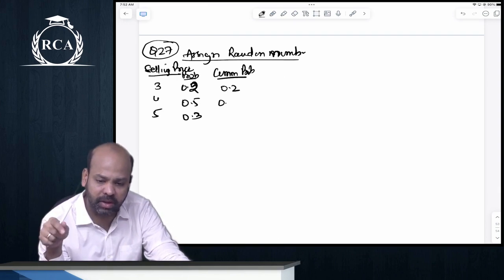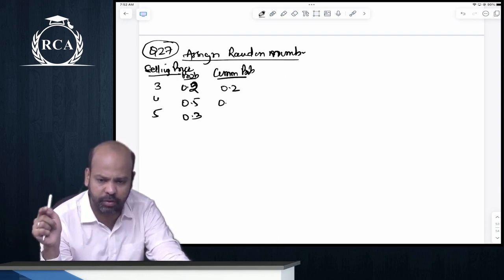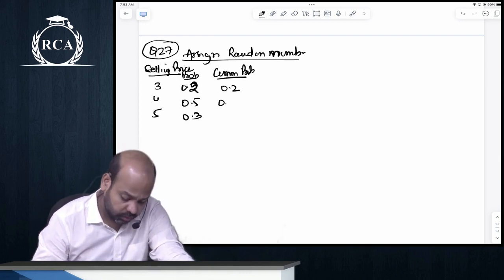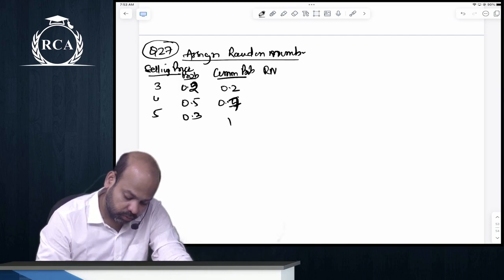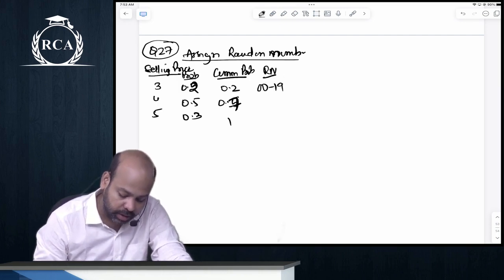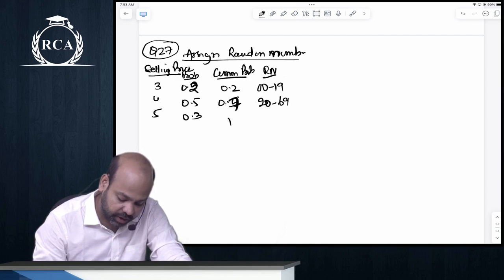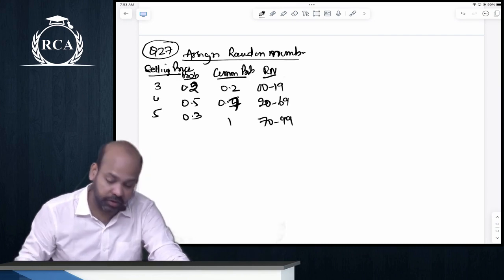फाइनल कॉलम जब लिखते हैं ना, उसमें सेलिंग प्राइस माइनस वेरिएबल कॉस्ट इनटू वॉल्यूम माइनस 4000 इज इक्वल टू प्रॉफिट. Random numbers will be 00 to 19, 20 to 69, 70 to 99. This is for selling price, guys.